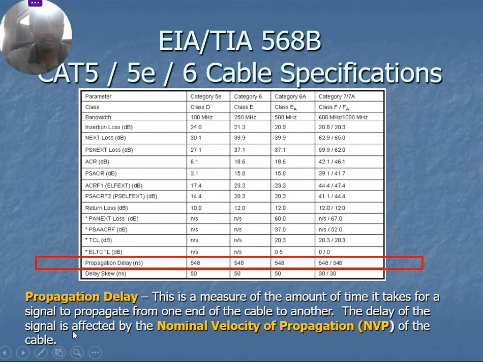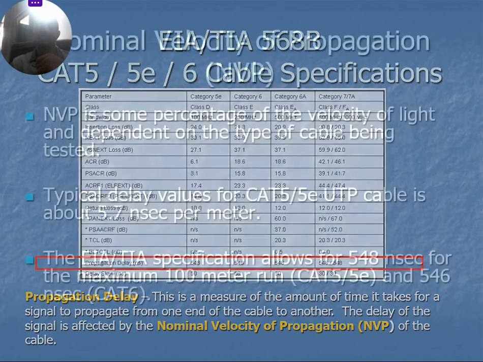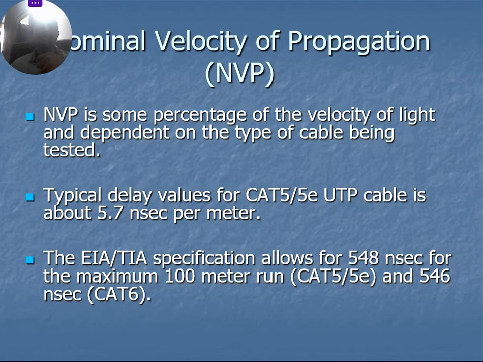This delay of signal is affected by the nominal velocity of propagation of the cable. So we're going to talk about what the nominal velocity of propagation of a cable is. Since we say the propagation delay is affected by nominal velocity of propagation, then what is nominal velocity of propagation? Nominal velocity of propagation is just some percentage of the velocity of light.